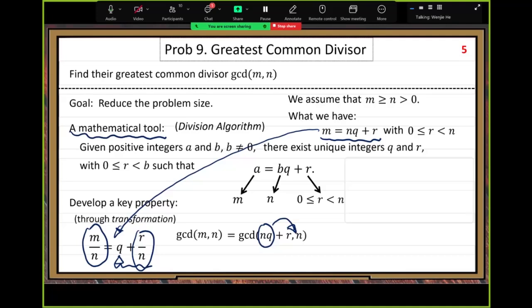So for that reason, we can simplify the original GCD expression by basically eliminating N and the Q, but we know R is smaller than N, so we swap: R and N. We write N as the first parameter, R as the second parameter. In this way, you can see the problem size is reduced.